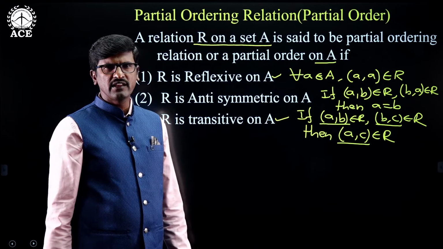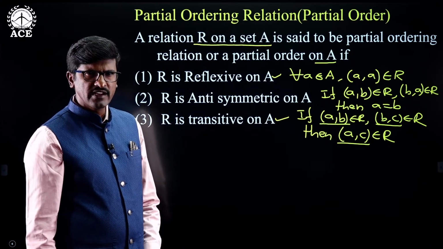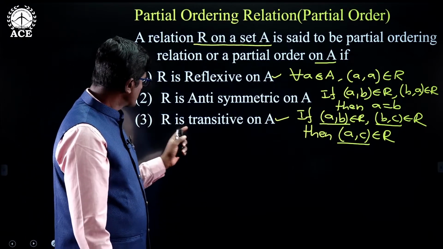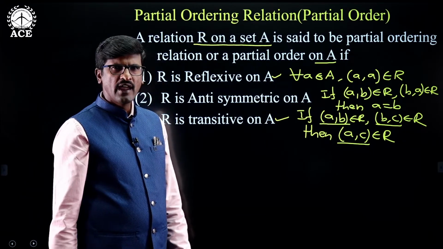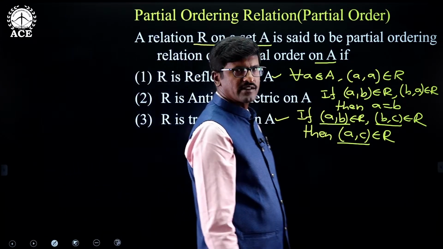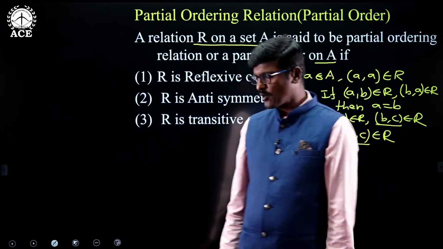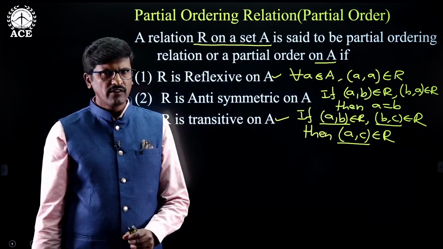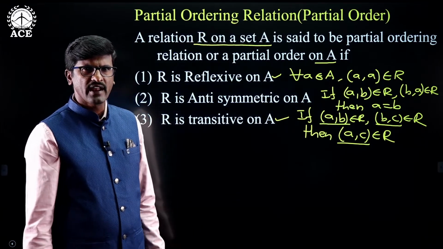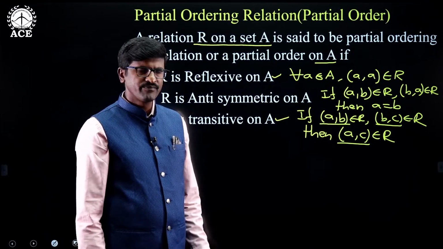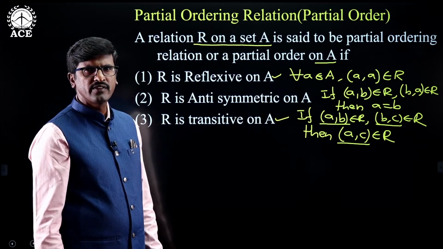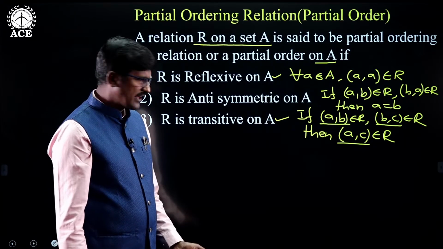Now what is the equivalence relation? Equivalence relation means reflexive, symmetric and transitive. Partial ordering relation means reflexive, antisymmetric and transitive. The main difference between equivalence relation and partial ordering relation is the second property. If the relation satisfies symmetric, reflexive and transitive, then that is an equivalence relation. If the relation satisfies reflexive, antisymmetric and transitive, then it is called a partial ordering relation.